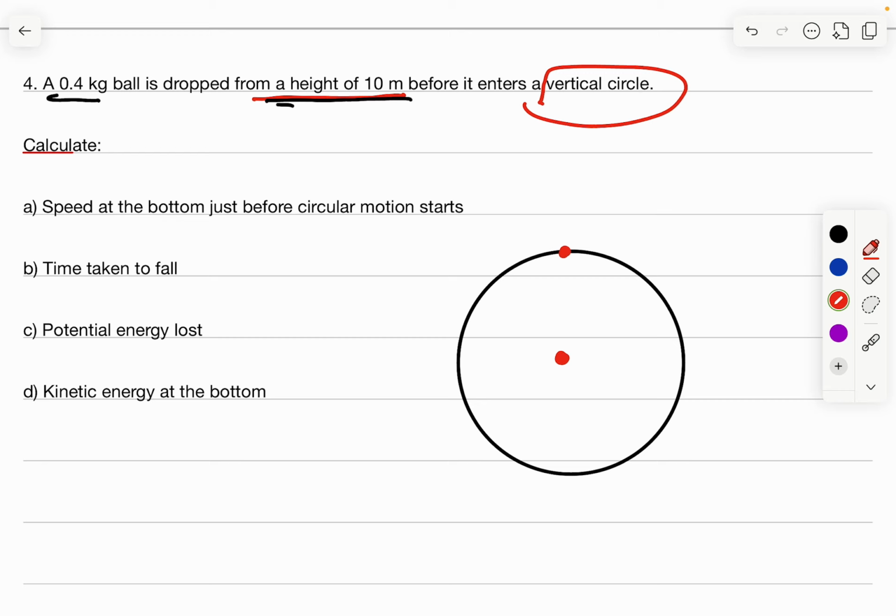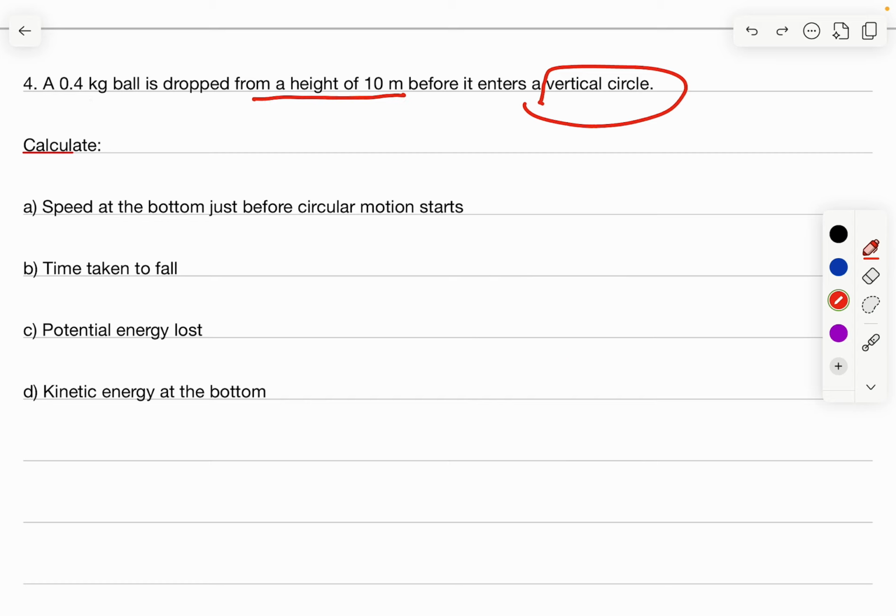That object was here, and it was dropped from where? It was dropped from a height of 10 meters before it enters a vertical circle. So this thing is already inside the vertical circle, meaning your thing won't work. You must make this thing a half circle. They're trying to distract you. You must make this thing a half circle.